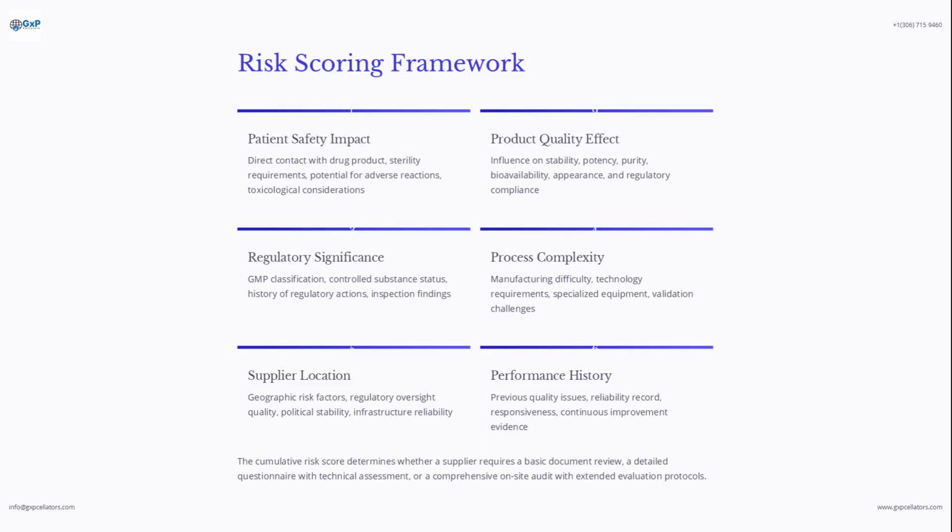The risk scoring framework evaluates supplier impact on patient safety, product quality, regulatory significance, and more. This comprehensive assessment ensures suppliers meet necessary standards for qualification.